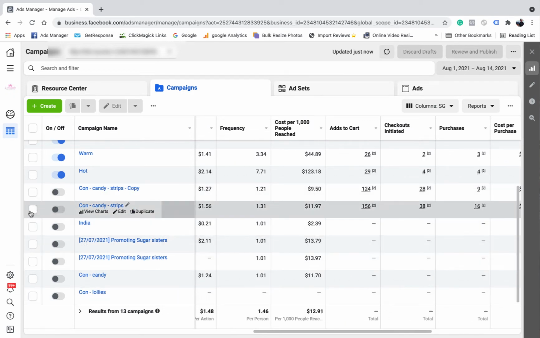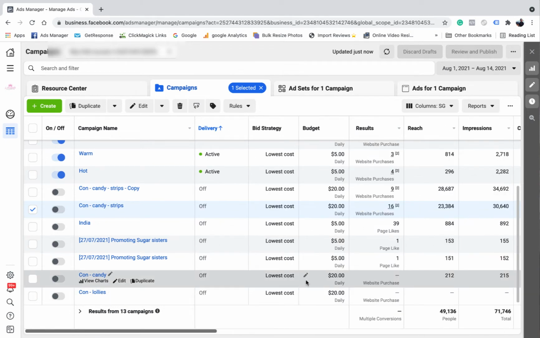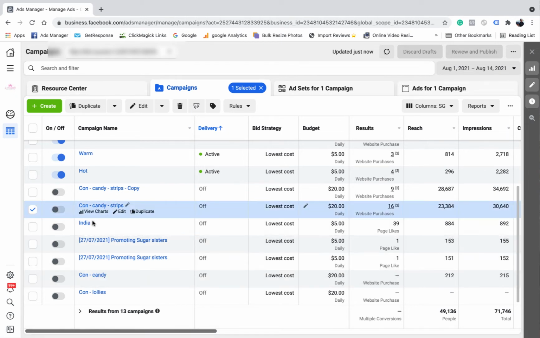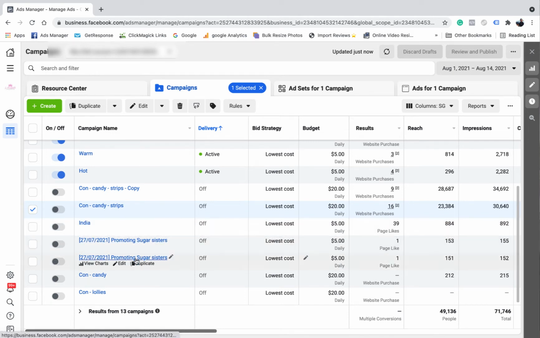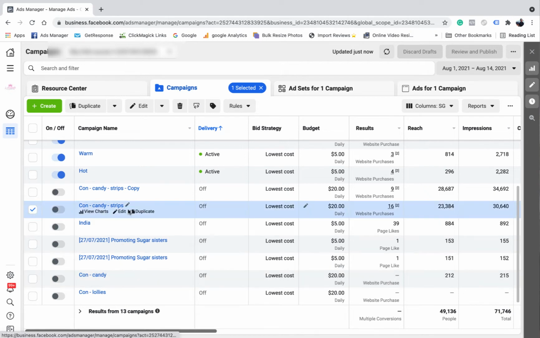and we come down here, in the campaign that got the sale, I was using candy as the interest. So what I did is I duplicated this campaign up here. I'll go over these another day; these are just campaigns to get cheap likes. This one here was the winner, so I duplicated that, which is this one here, and then I'll show you what I did.